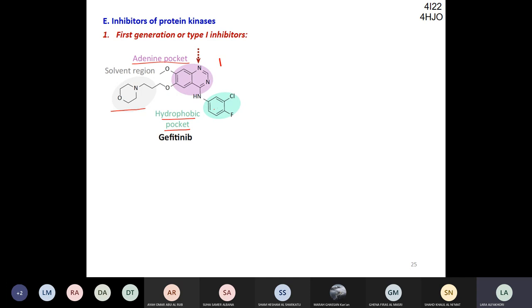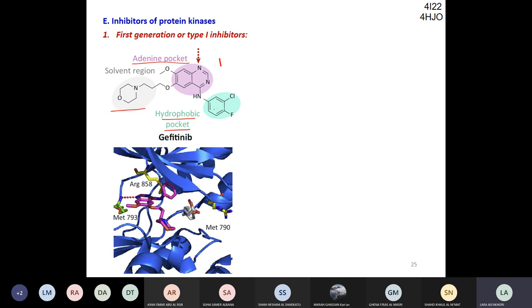Now, an easy way for you to distinguish a type 1 from a type 2: identify the ring or the part of the drug that can bind to the adenine binding pocket. Then look at the rings attached to it. If something hydrophobic is attached, it will bind to the hydrophobic region. If there is another thing attached to that hydrophobic binding ring, it can mostly access the allosteric site, so it would be a type 2. Okay, here's an image of the crystal structure, as if I am looking at the enzyme from the side. This is the ring that has the nitrogens; notice it makes hydrogen bond interactions with the hinge region. And this is the halogenated ring that is accessing the hydrophobic pocket.